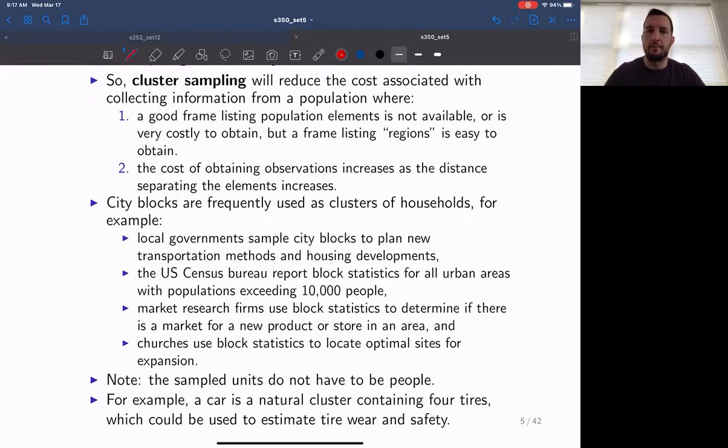So city blocks are, again, an example of clusters that are typically used within different surveys. For example, on slide 5, I have a few different illustrations of this idea. Local governments sample city blocks to plan new transportation methods and housing developments. So again, instead of targeting individual households, they target collections of households. The US Census Bureau reports block statistics for all urban areas with populations exceeding 10,000 people. Market research firms use block statistics to determine if there is a market for a new product or store in an area. And churches use block statistics to locate optimal sites for expansion. So things like this.